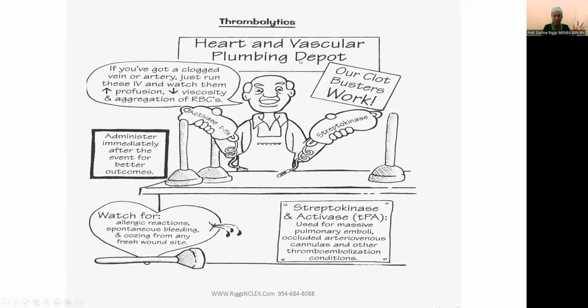Heart and valvular plumping, deeper, kind of looks like the guy on the side selling hot dogs, but it makes sense. And there's a few test questions here. If you've got a clot, vein or artery, just run these IV and watch them increase perfusion, decrease viscosity and aggregation in red blood cells: Activase, TPAs, streptokinase, right? We just covered those. Our clot busters work. Yeah, they do. We want to administer them immediately after an event for the best outcome.